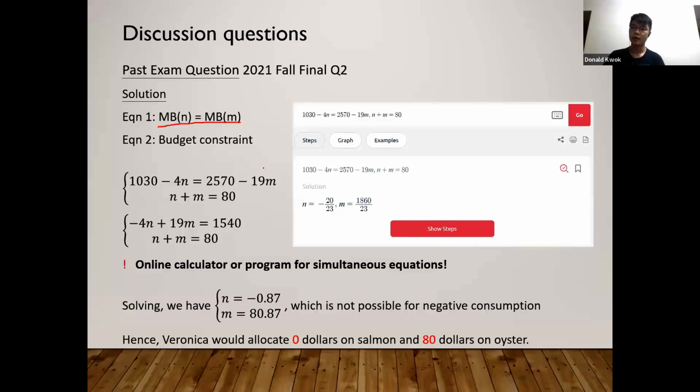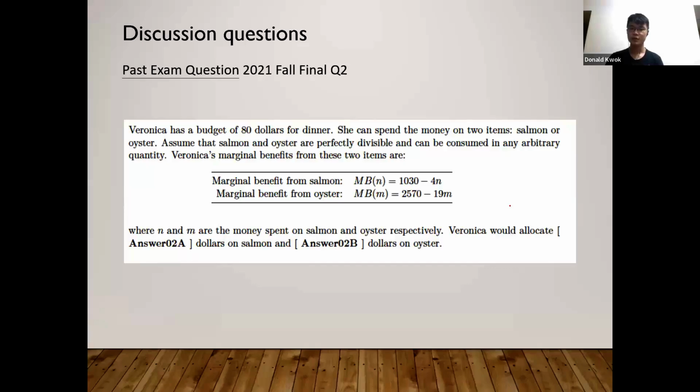So why? Imagine the optimal consumption happens when MBN is more than MBM. Then in that case, you as a rational individual should spend a little bit less money on salmon and a little bit more money on oyster. Then your total benefit would increase, holding the total cost of consumption unchanged. So this is why the optimal consumption cannot happen when one side is not equal to the other side of the marginal benefit. The marginal benefit must be equal at the optimal point of consumption. So this is the first equation.